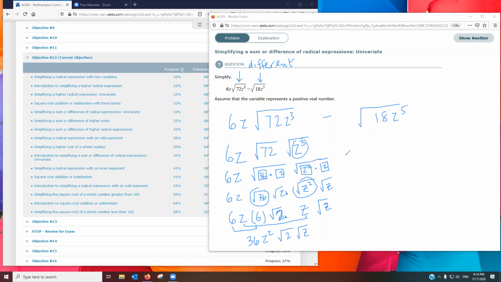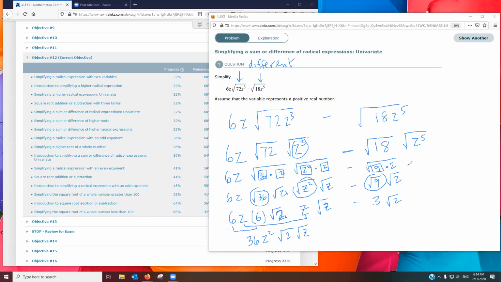All right, let me come over to this side. I'm going to do the same thing. I'm going to break it up to be the square root of 18 and then the square root of z to the 5. Let me look at the square root of 18. Well, I can break that up to be the square root of 9 times 2. That's going to be the square root of 9 times the square root of 2. I know the square root of 9 is 3, so that's 3 times the square root of 2.